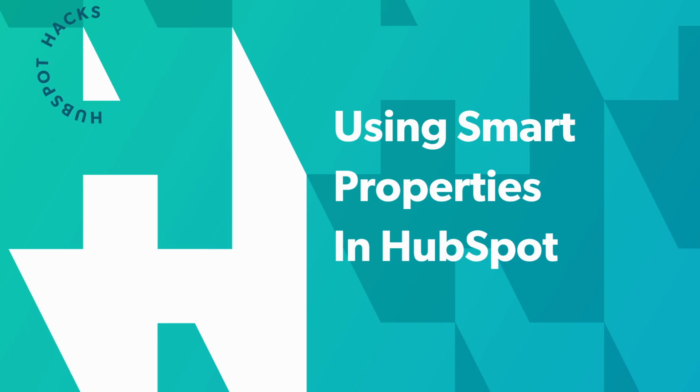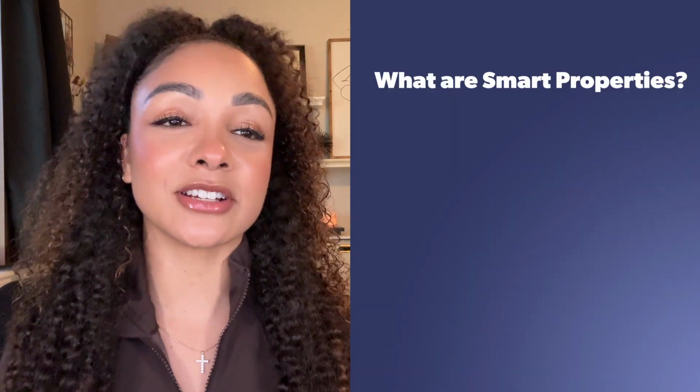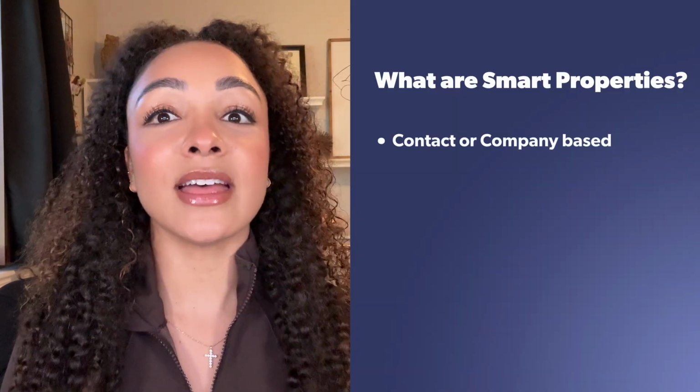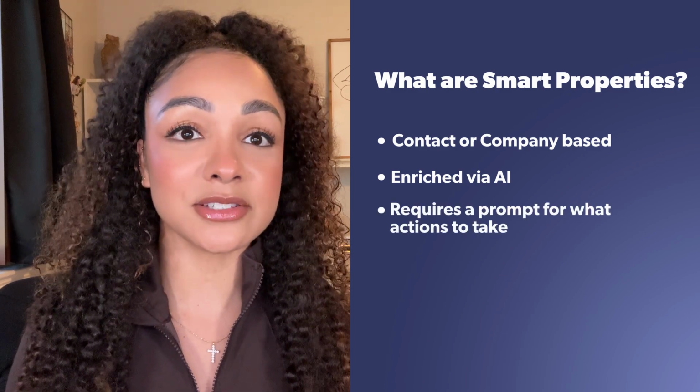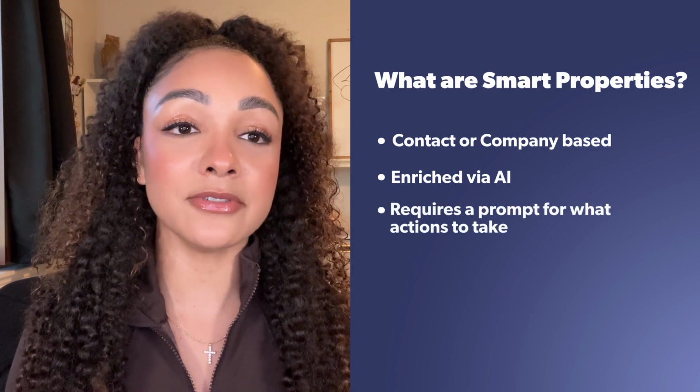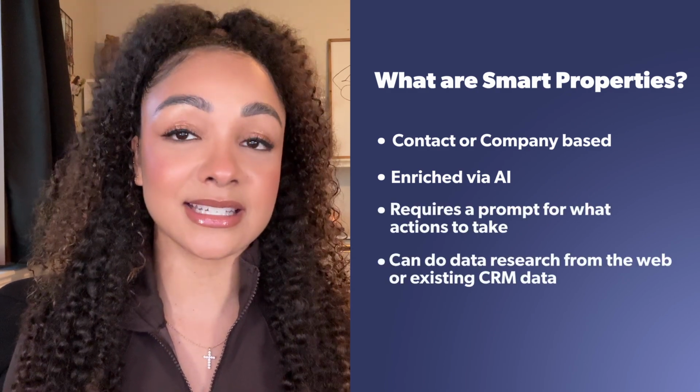Before we just dive into creating new properties, let's first talk about what smart properties are. These are new properties that are either contact or company based that have the ability to be enriched via AI, and that will include doing data research prompts and pulling from public web info or actually using your existing CRM data. So instead of having to fill in these properties, you can automate this research and basically save both time and also increase your accuracy and consistency of using these fields across the CRM.